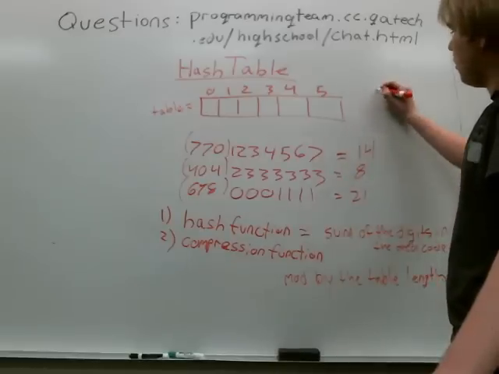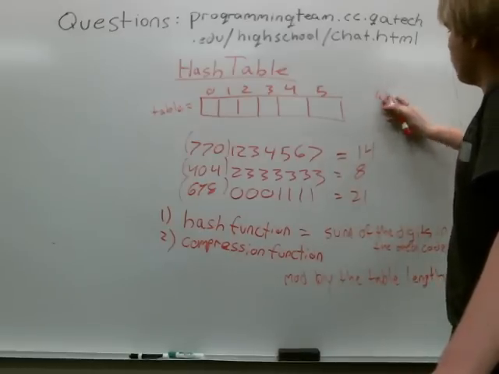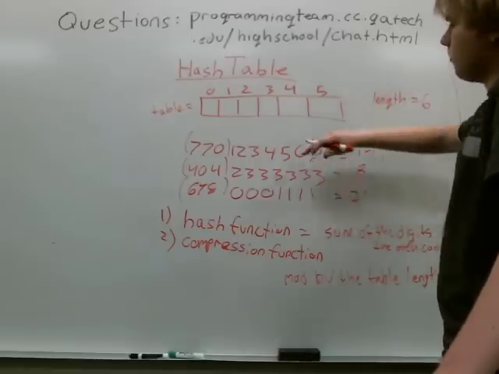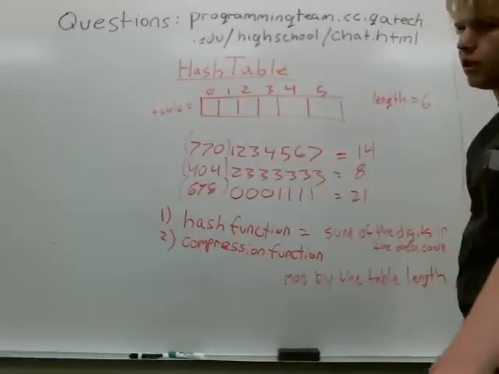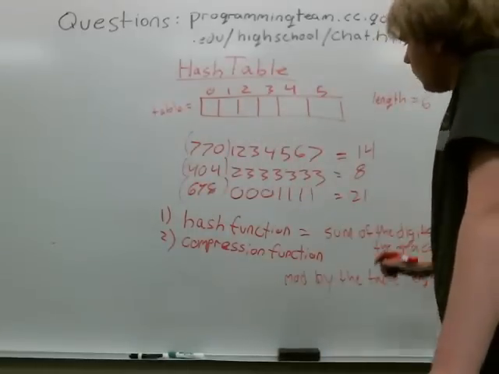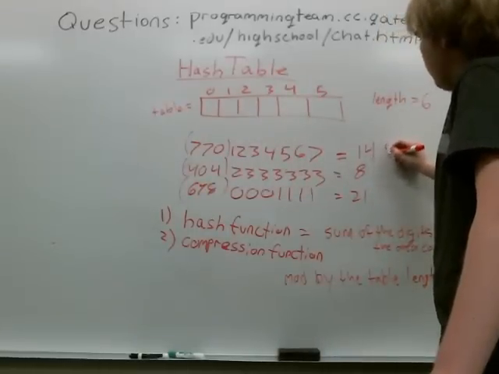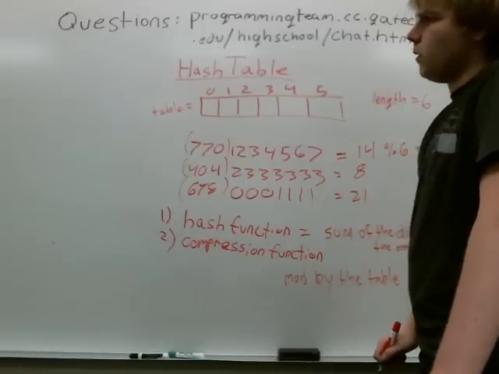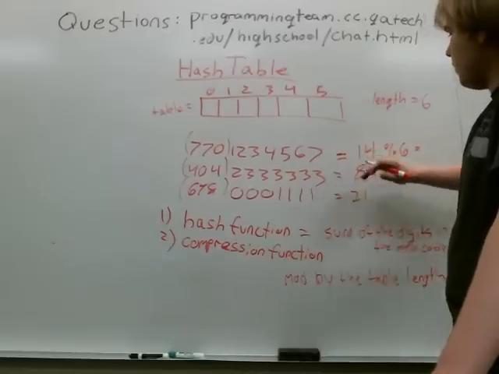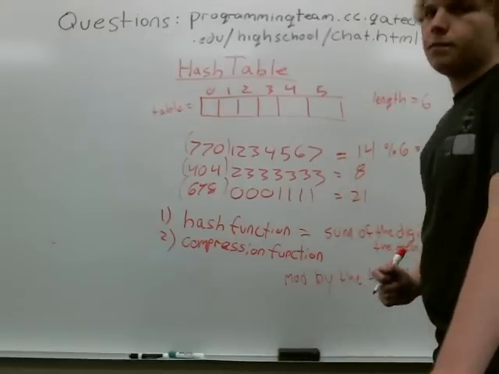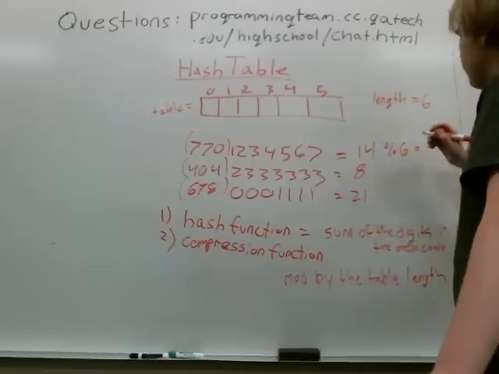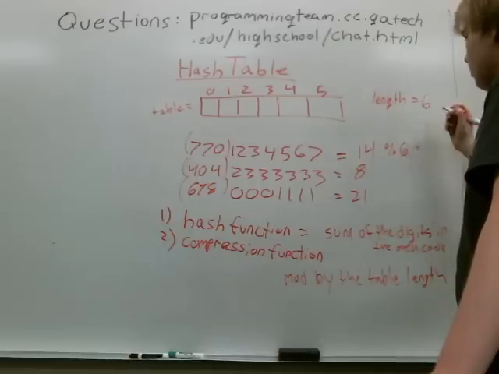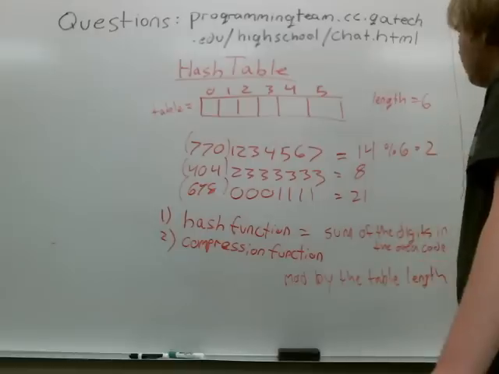So here, length equals 6, right? Because it's 0 index, so there are 6 spots in our table. So now when we compress these, we're just going to do mod 6. All that mod is basically, if you take 14 and divide it by 6, what is the remainder? So 14 divided by 6 is going to be 2. The remainder is going to be 2. It is also 2. 2 point something.